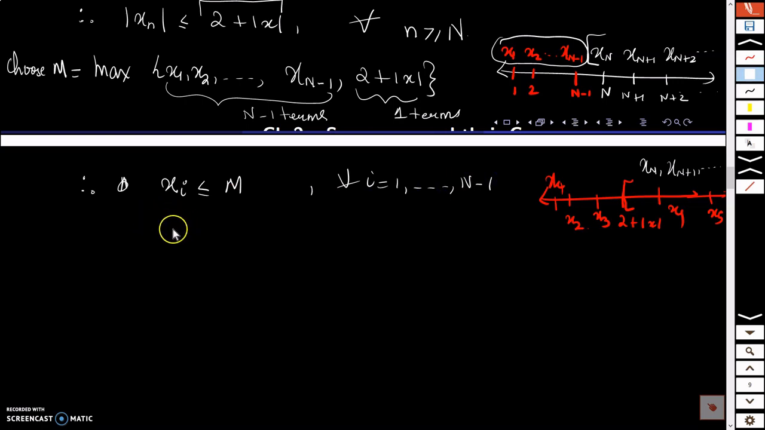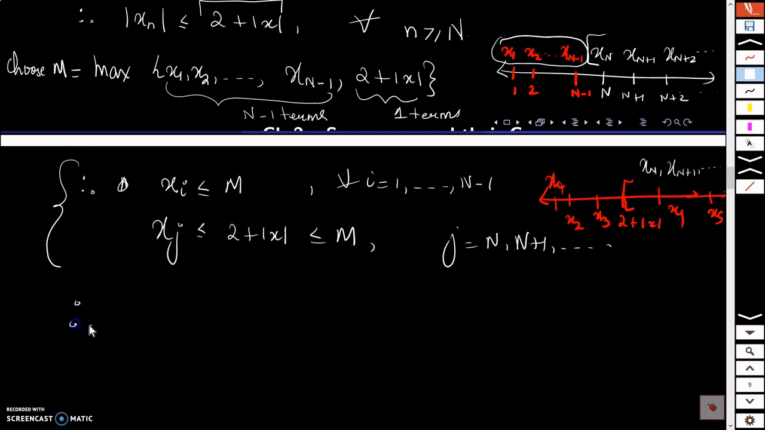and for terms which are after N, that is x_j, that is less than or equal to 2 plus mod x, and this is less than or equal to capital M, and this j is N, N plus 1, and so on, all these terms after N. So the first initial terms are less than or equal to M, and after capital N also those terms are less than or equal to M. So from these two statements, what do I have? For all the terms of the sequence, I can put absolute value here, because even if it's negative, it will be on the left hand side, right?